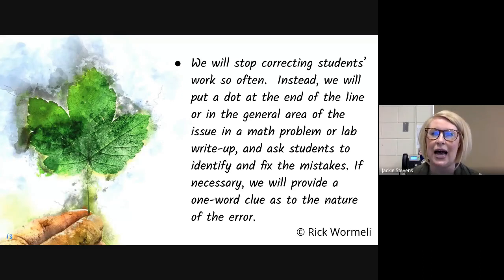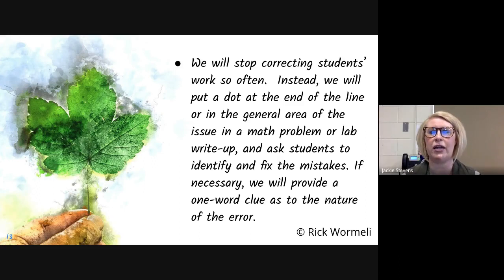Instead, we will put a dot at the end of the line or in the general area of the issue in a math problem or lab write-up and ask students to identify and fix the mistakes. If necessary, we will provide a one-word clue as to the nature of the error. So not putting so much of the correcting of work on the teacher, but back on the student and telling them, there's a mistake here, figure out what it is and make your corrections, and they're actually going to do a lot more learning that way than if we do the corrections and give them back.